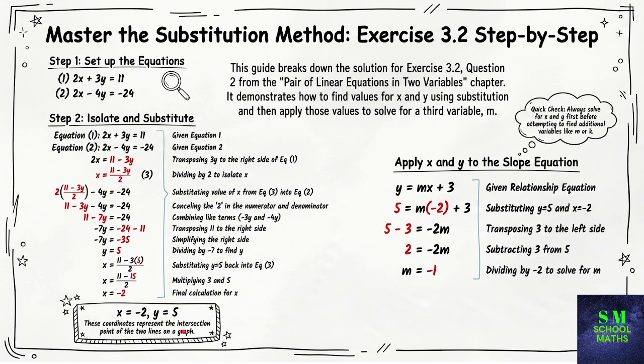Here is a quick tip to avoid losing easy marks. Always completely finish finding x and y before you even touch the final part of the question. Now that we have x = -2 and y = 5, we can solve for m using the given relationship equation. y = mx + 3. Substitute our values in. 5 = m × (-2) + 3.